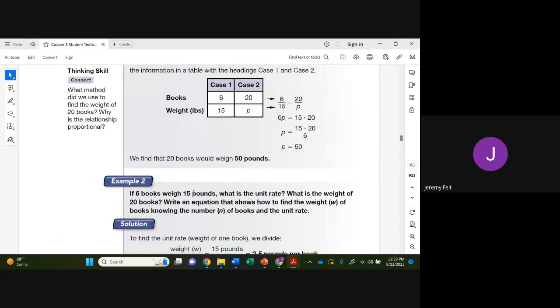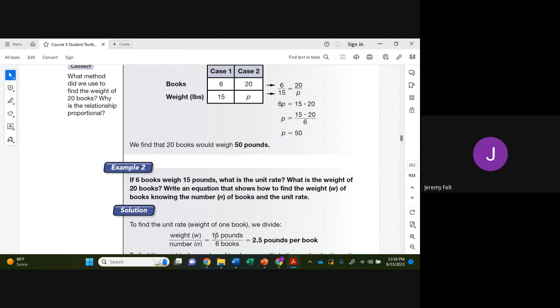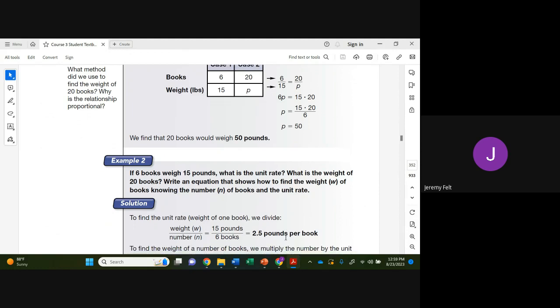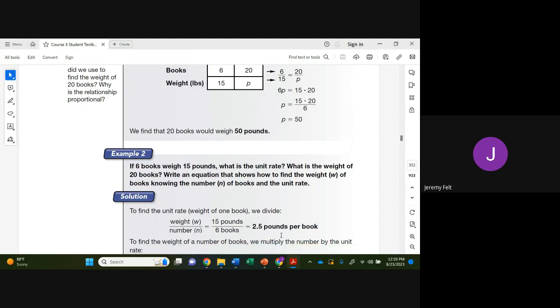Okay, if 6 books weigh 15 pounds, what is the unit rate? What is the weight of 20 books? Write an equation that shows how to find the weight, W, of N books at the unit rate. So 15 divided by 6, because it's 15 pounds over 6 books, it's 2.5 pounds per book. So that's the weight per book. And so that's our unit rate. Okay? That's not going to change. That's going to be constant. That weight per book is going to be constant.